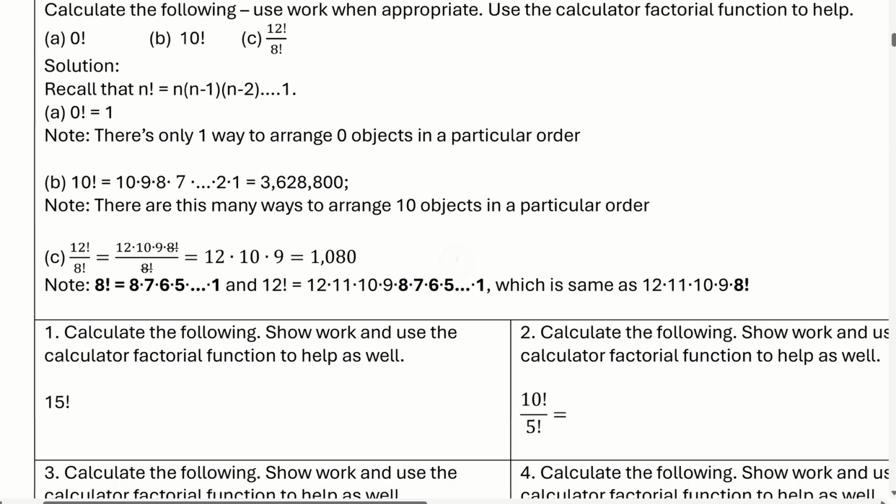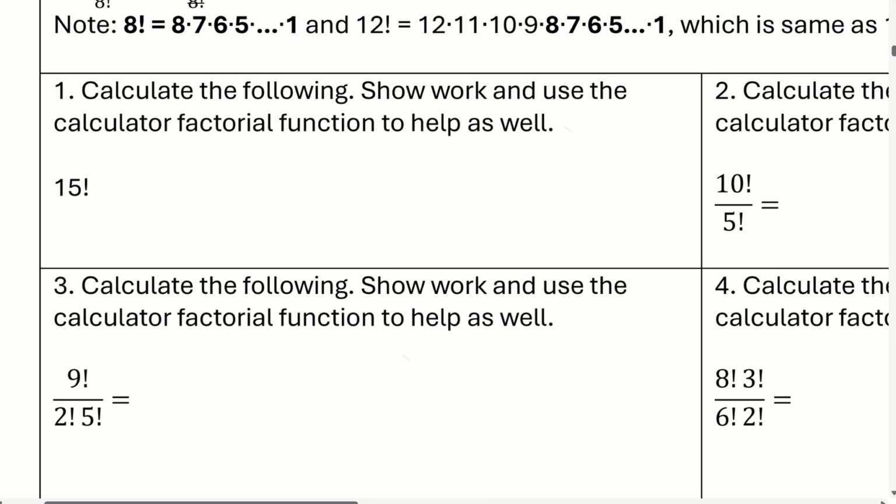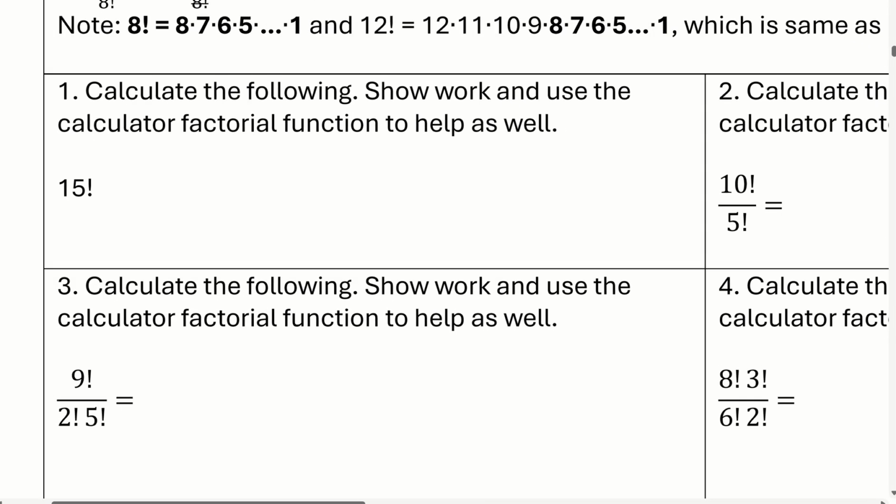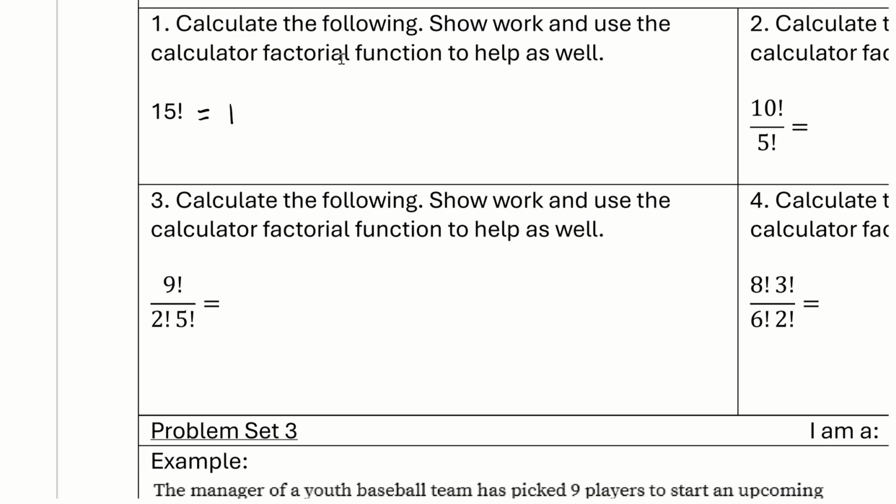All right, so I got problem set number 2. This was about calculating factorials. All right, so calculate the following: show work and use a calculator factorial function. So we got 15 factorial. 15 factorial is 15 times 14 times 13 all the way to 1. So we just got to multiply that together, and that's it.